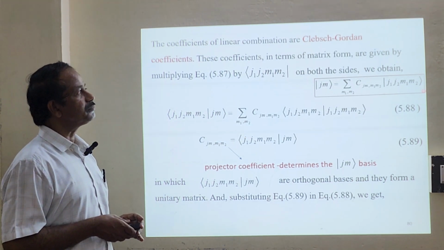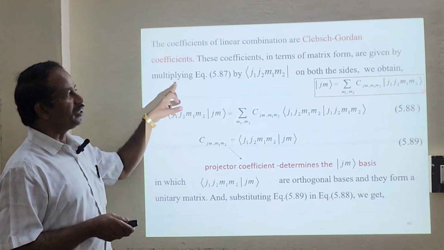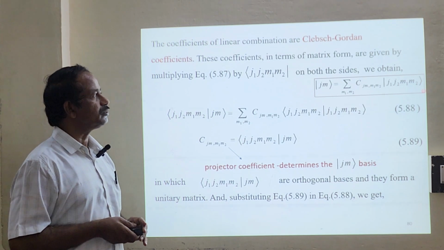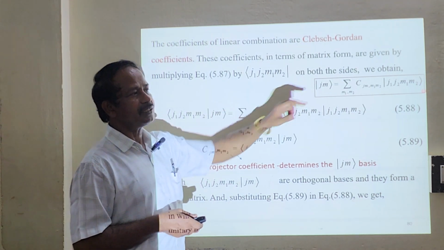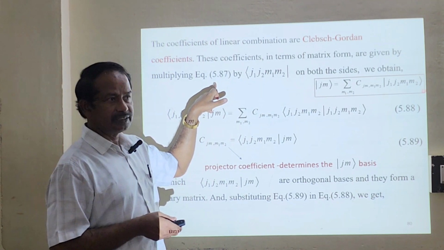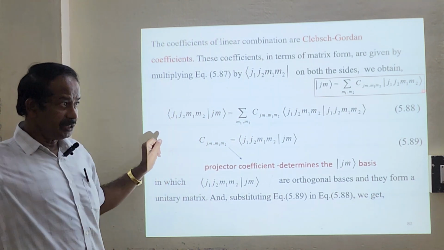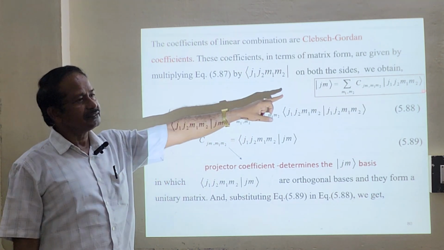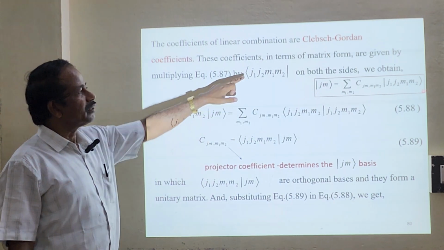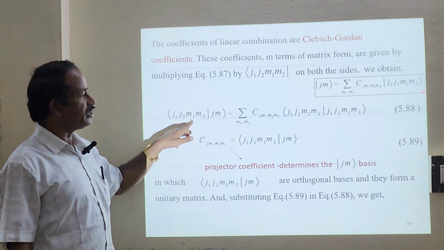These coefficients in matrix form are given by multiplying equation 5.87 by the bra J1, J2, M1, M2. So how to get the Clebsch-Gordan coefficient? You have this equation, 5.87, which we studied earlier. You just multiply the bra J1, J2, M1, M2 here.